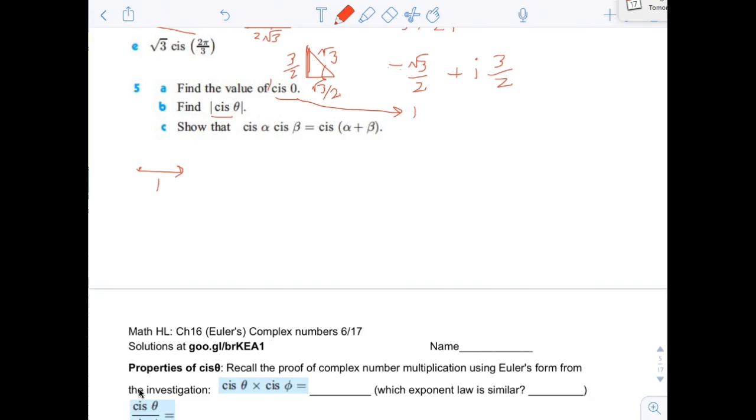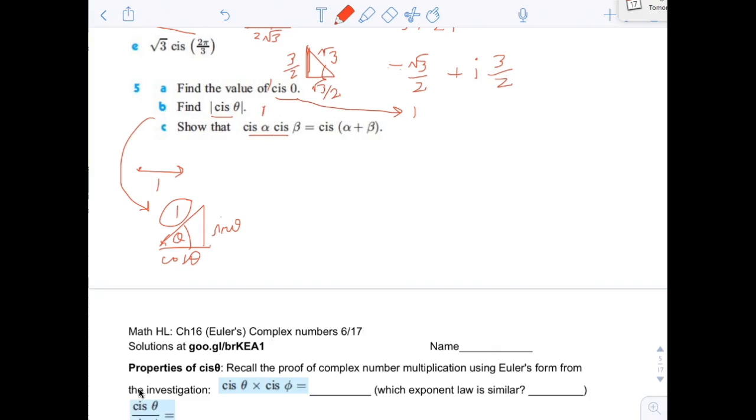Find the modulus of cis theta. Okay, so we're going to draw a picture just to help us out with that. So we got theta here, and cis theta is a magnitude of 1. And then the x component would be cosine theta, and the y component would be sine theta. So if we wanted to find, oh, we already found the modulus. The modulus is 1. I was going to say we could take the square root of cosine squared plus sine squared, but cosine squared plus sine squared is 1, so the square root of 1 is 1. So the answer is just 1.